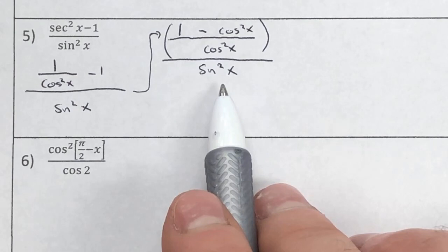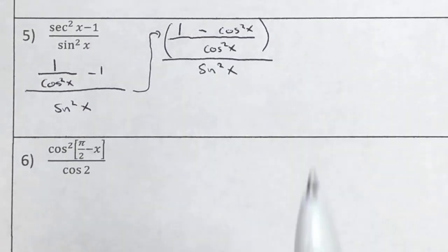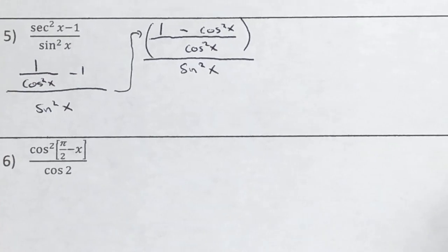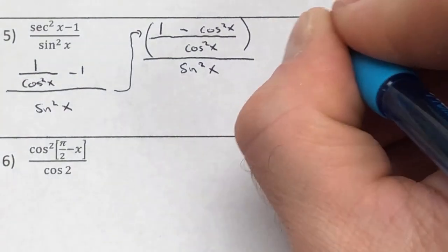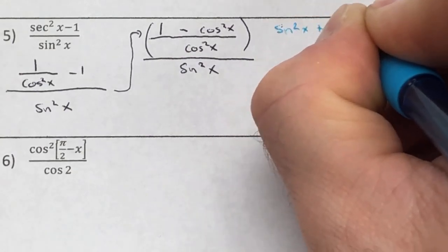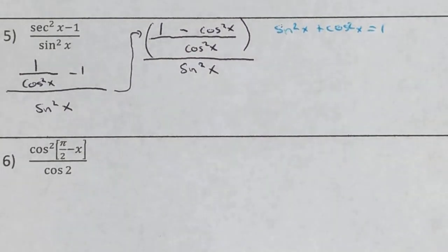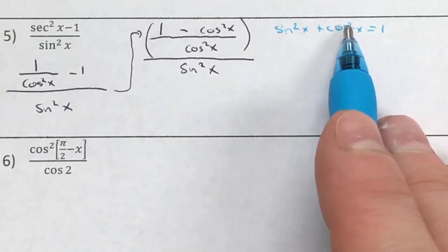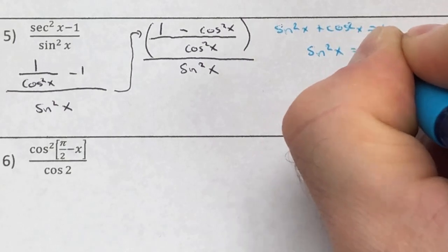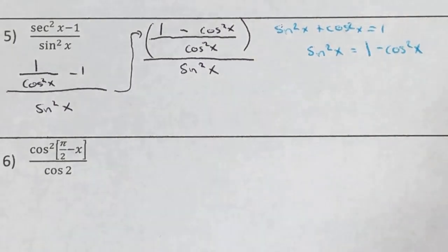And so what we notice right here is that I have 1 minus the cosine squared of x. And now this doesn't look exactly like a Pythagorean identity. It is, because let's take a look. Sine squared of x plus cosine squared of x is equal to 1, which means that if I take this cosine and move it over there, sine squared of x equals 1 minus the cosine squared of x.